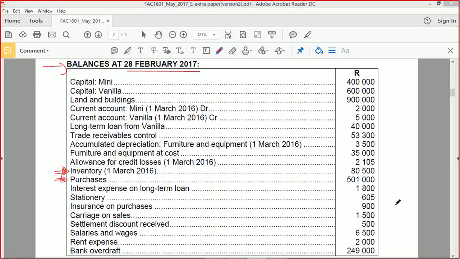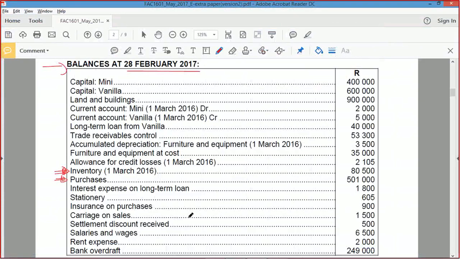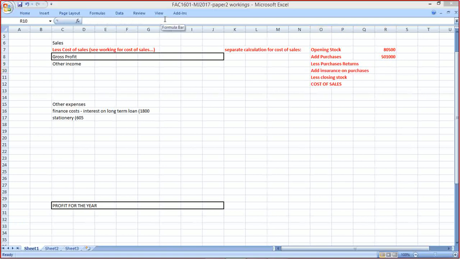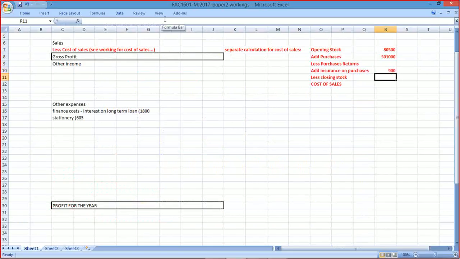Stationery, what is it? It's expense. Yes, 605. Insurance on purchases. The keyword is there. What is this? It's expense. It's an expense, but it relates to cost of sales, periodic, yes. Okay, so other costs, I'm going to give it a name. Other costs would be insurance on purchases. And I'm going to add however much it was. What was it? 900.